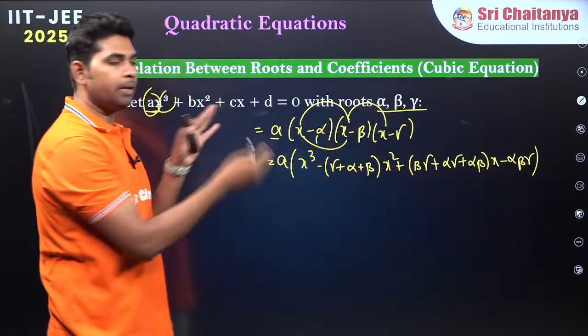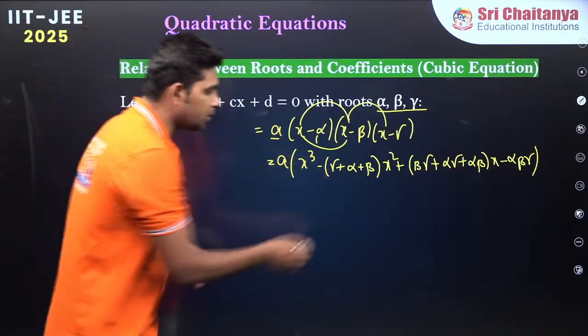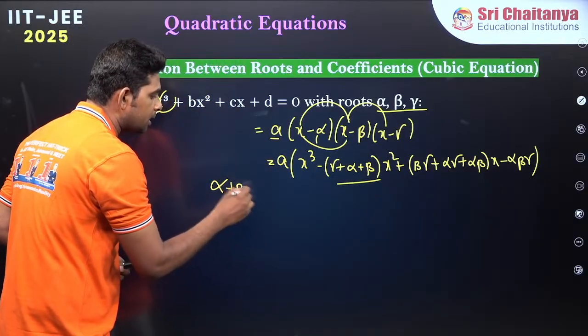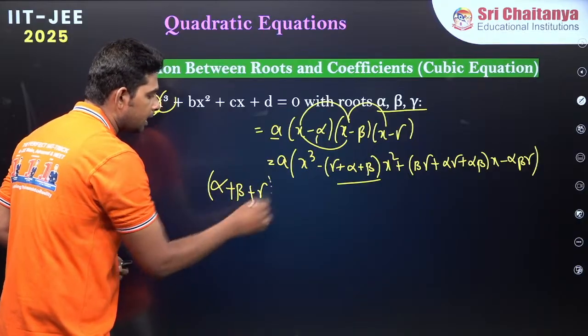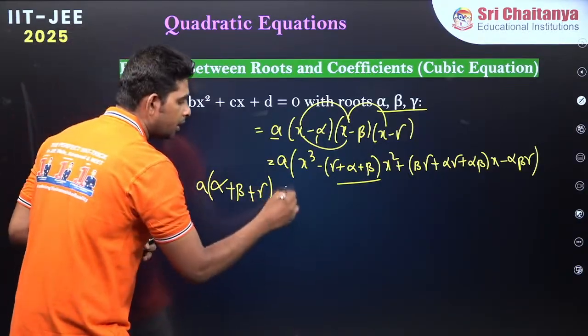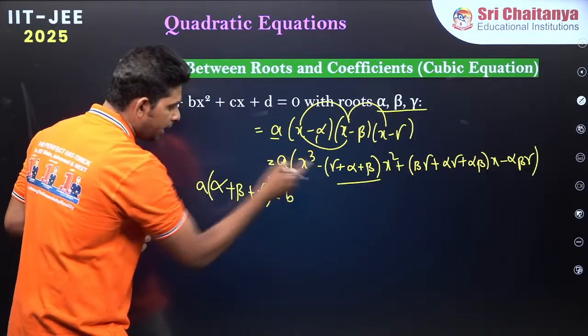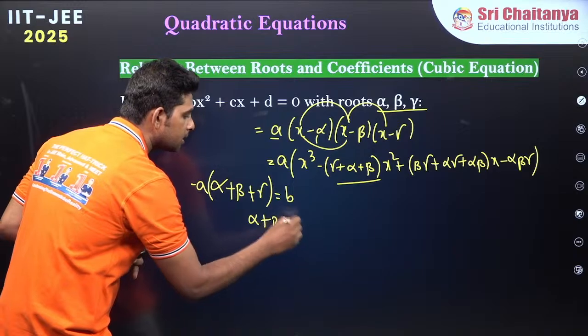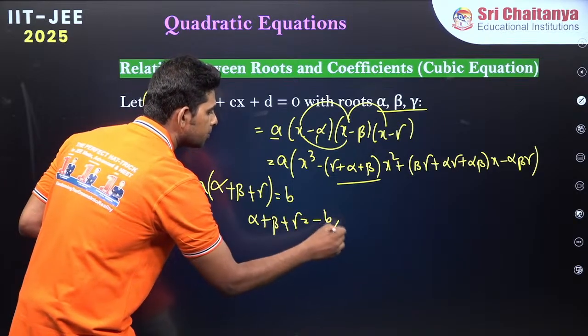Now you just have to compare these two. You can see the sum of the roots here, alpha plus beta plus gamma, into a on the left side is equal to b, and here minus is also there, minus I am taking. What will be the sum of the roots? Alpha plus beta plus gamma is equal to minus b by a.